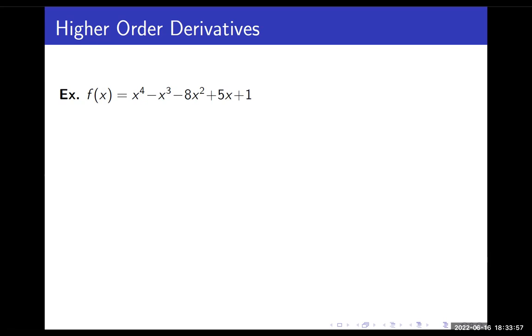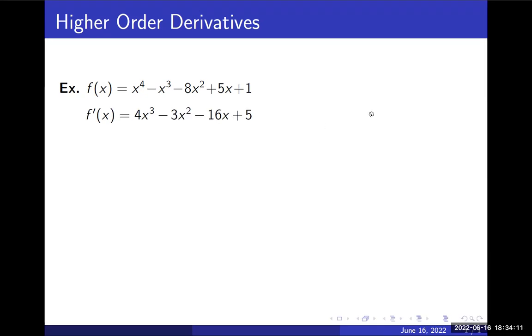So let's take a look at f of x equals x to the fourth minus x to the third minus 8x squared plus 5x plus 1. We know that the derivative would be 4x cubed minus 3x squared minus 16x plus 5. And the plus 1, that derivative would be 0. So there you are.